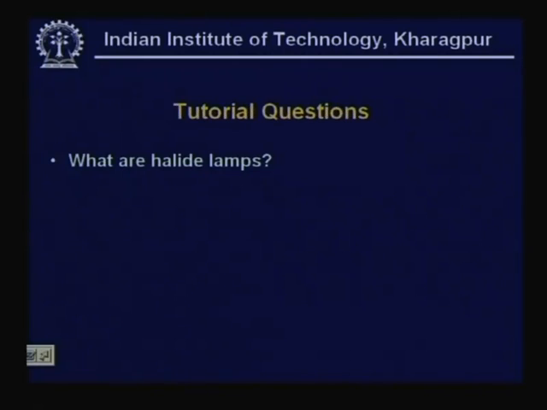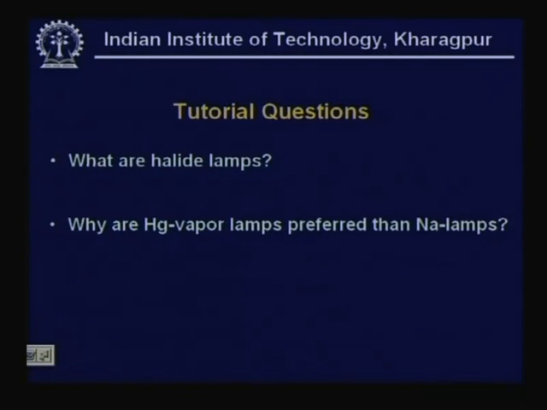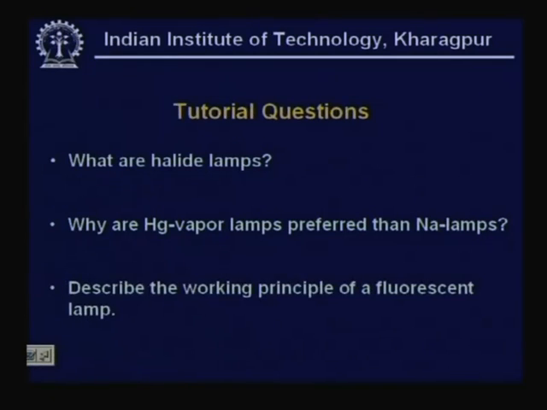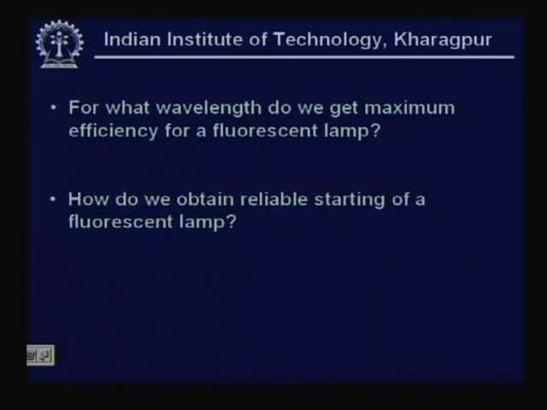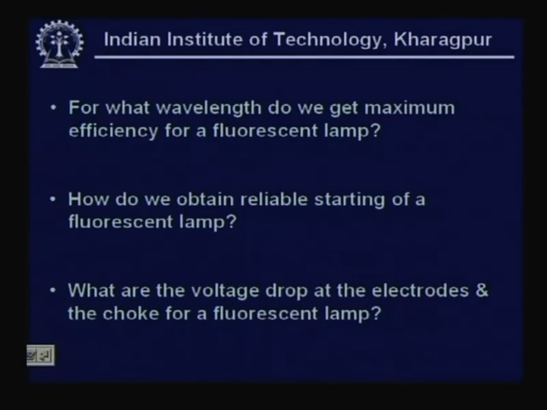Having said this, some of the questions that may be answered here: halide lamps, we have seen what halide lamps are, what kind of halides are used, why are mercury vapor lamps preferred than sodium lamps, describe the working principle of a fluorescent lamp. For what wavelength do we get maximum efficiency for a fluorescent lamp? How do we obtain reliable starting of a fluorescent lamp? What are the voltage drop at the electrodes and the choke for a fluorescent? This is where it addresses basically the ratios that need to be maintained.